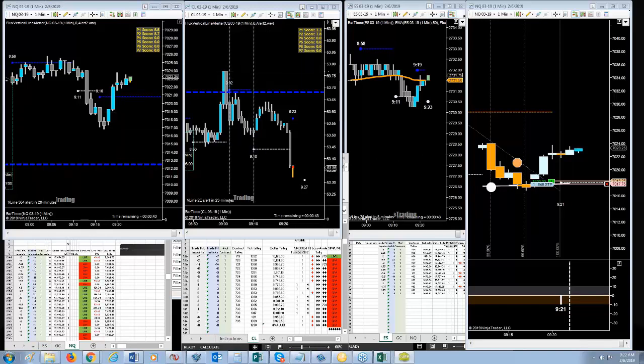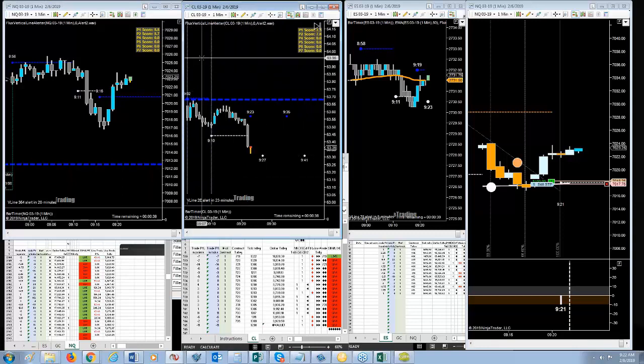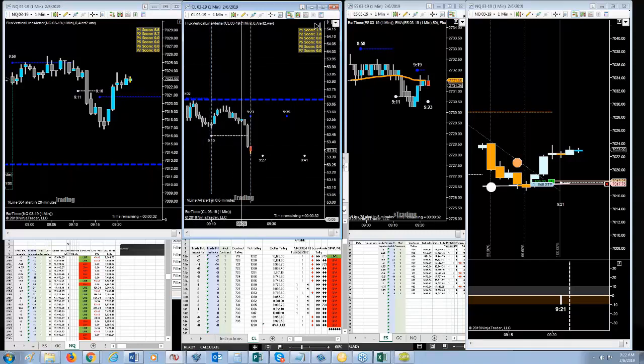$923 is the next signal in CL. It is below the blue line. So that's going to be a signal that we're watching. It's also what we know as a faux 4 or a false 4 signal.